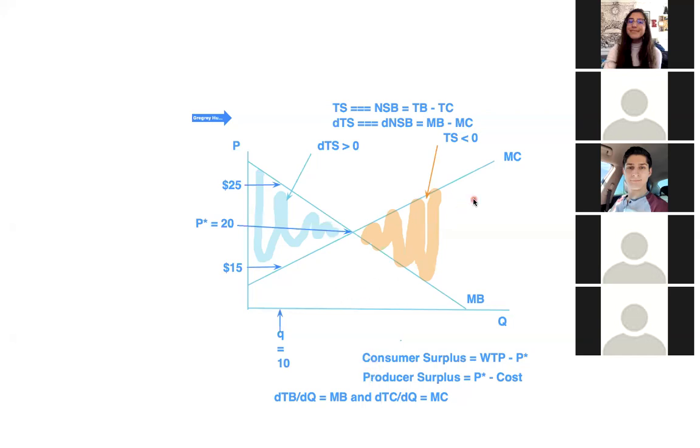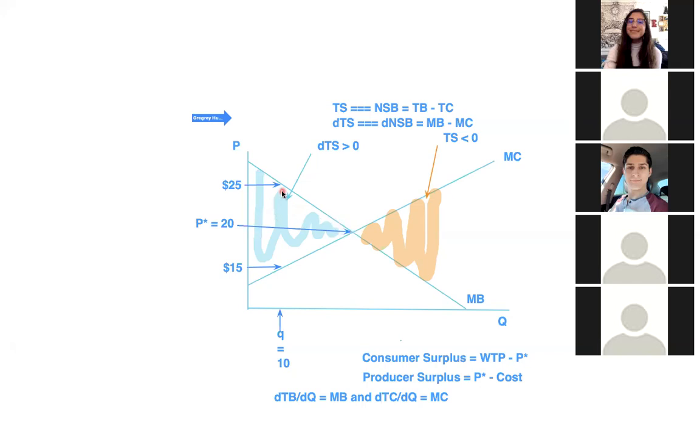Producer surplus, right? The height of the marginal cost curve is 20. So the cost is 20. The price is 20. Producer surplus is 0, I see. So what we're talking about is the change in total surplus, right? As we increase our quantity of production, the change in total surplus gets smaller and smaller. The change in total surplus is the gains from trade. It is the potential gains from trading between the two parties.